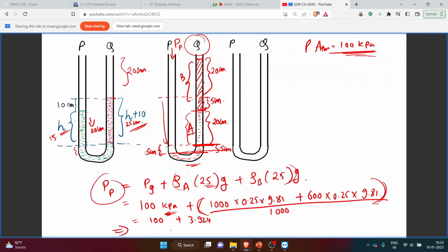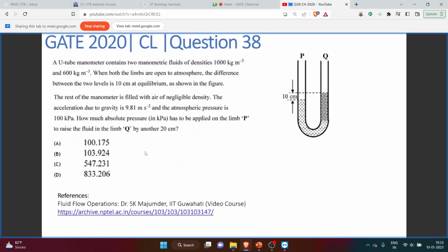So this pressure that has been required will be 100 plus 3.924 will be 103.924. So this means that to increase the level of fluid B by 20 centimeter, we need to apply a pressure of 103.92 kilopascal on this P side. So the final answer from the given options, we will select it as option B. This option B is our correct answer.